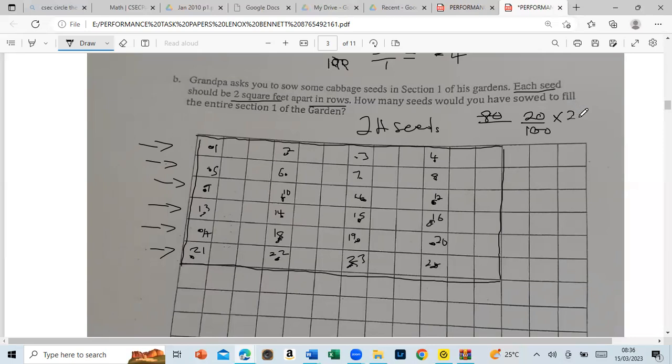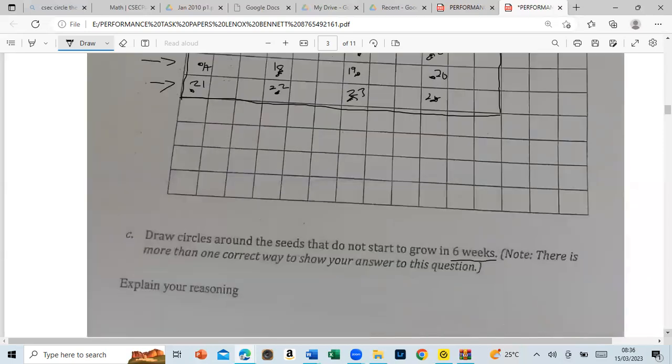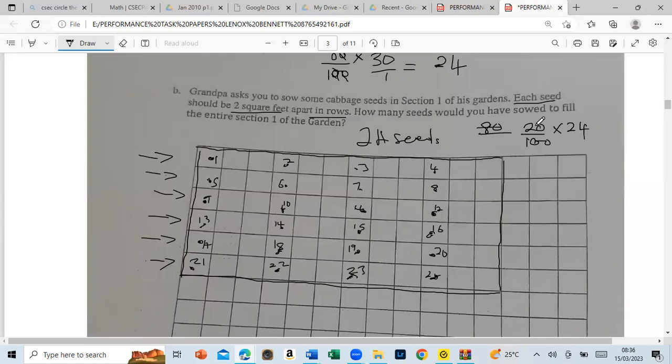And they did tell us that, let me see what they said. I have to read it carefully. They said draw circles around the seeds that do not grow. Oh, so it's only 20% they want. So I can find 20% of 24 since it's 24 seeds. 5 into 24, 5 at 25, so let's call it 4. So we're just going to say 5 of them won't grow.